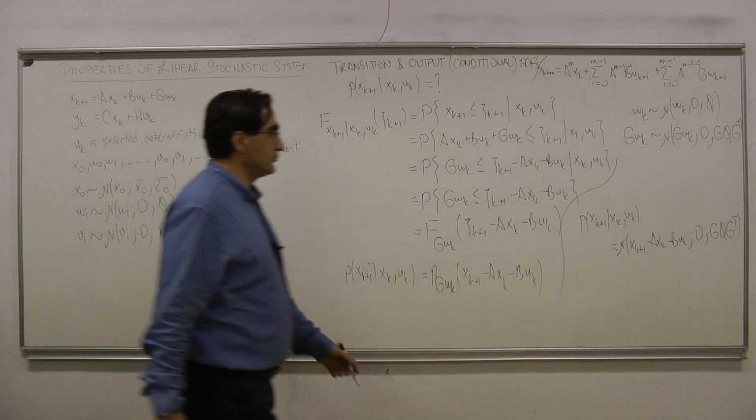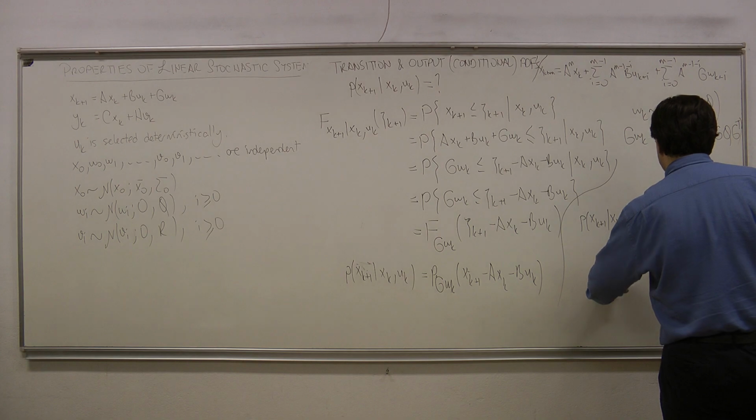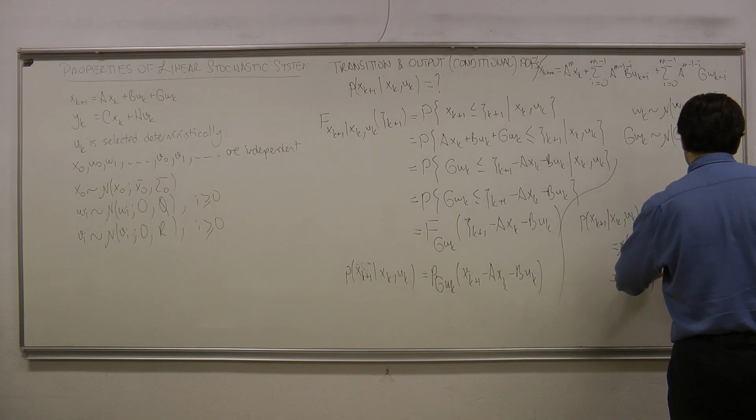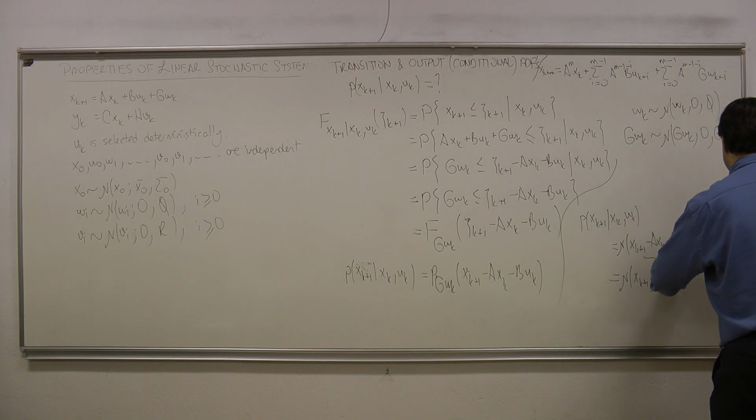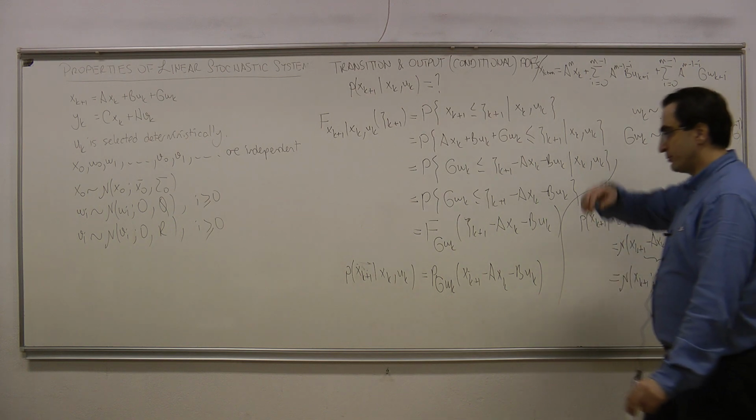If you have a Gaussian distribution of this form, you can always take these parts to the mean here. Okay? So this Gaussian distribution is nothing but in the exponential, I have this quantity minus the mean 0 squared. But I can interpret that parenthesis here as this number minus this mean squared. Okay, that is the same thing. So I can write this as normal xk plus 1 with mean axk plus buk, and I have the covariance GQG transpose.